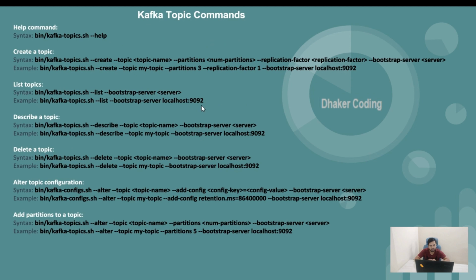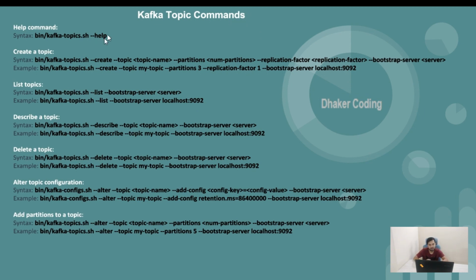Now in the Kafka topic commands, inside the bin folder there is a shell script, kafka-topics.sh. If you want to do anything related to a Kafka topic, just use this script. There are different options available. If you want to know what all the options are, just use the --help command to get all the options.